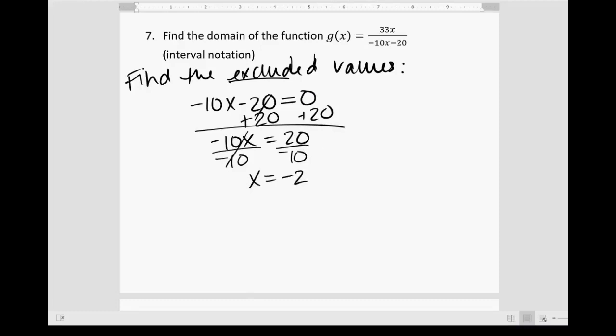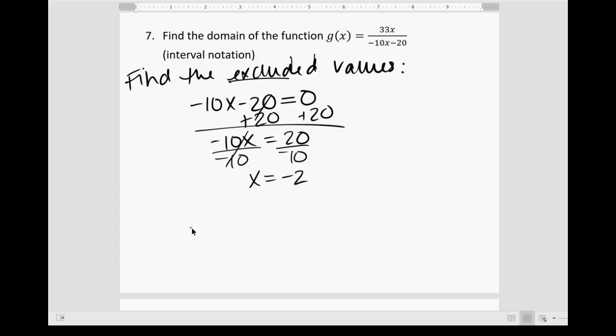So what that means is that if x were to ever equal negative 2, we would end up with negative 6 over 0, and that's undefined. So for this function, our domain is everything except negative 2.